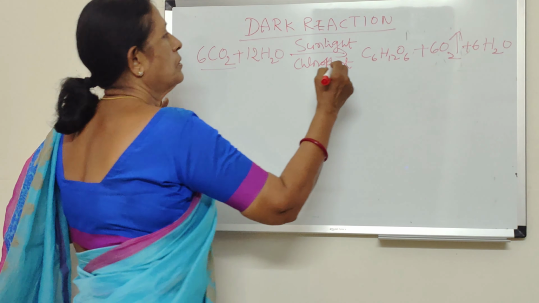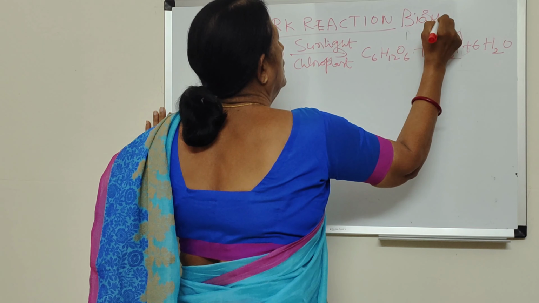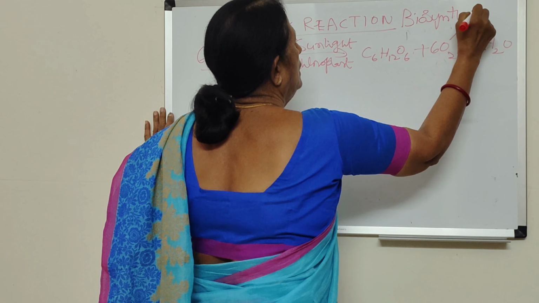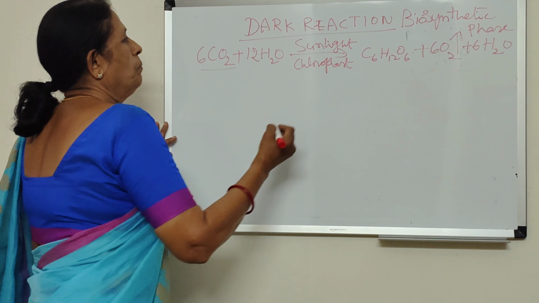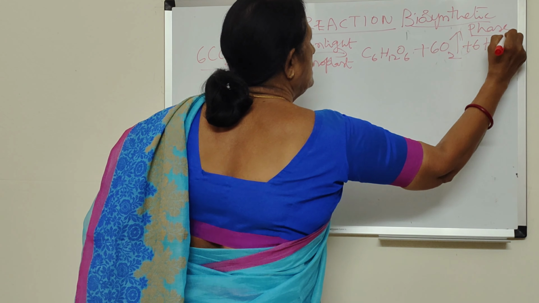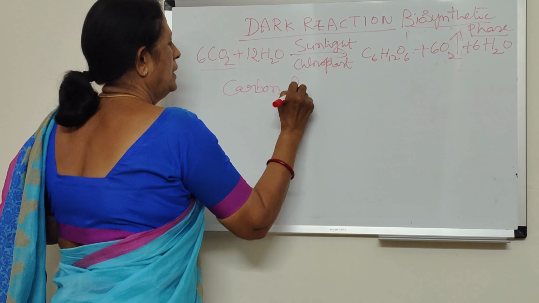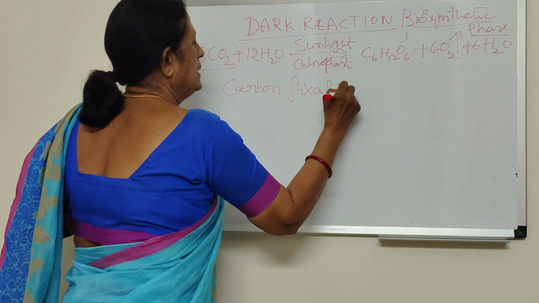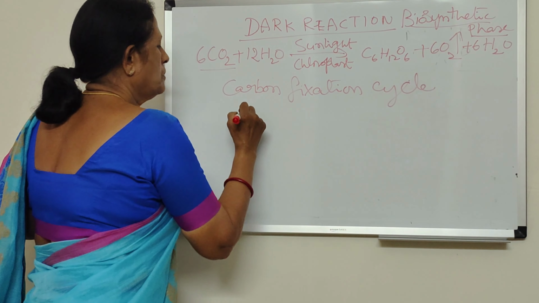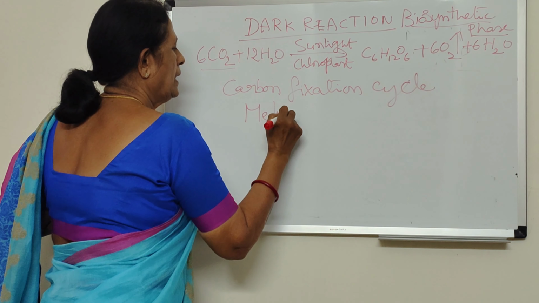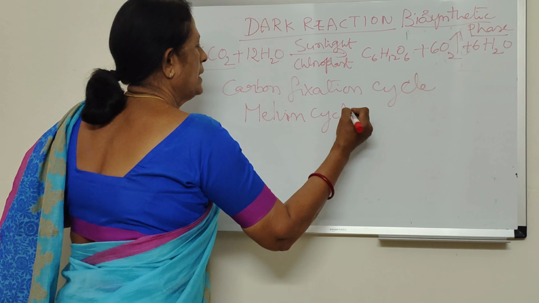Dark reaction is also called a biosynthetic phase. It is also called a carbon fixation cycle. And it is also called a Calvin cycle.